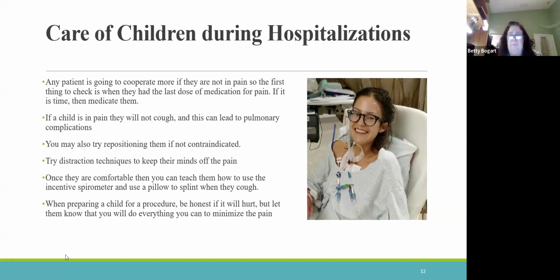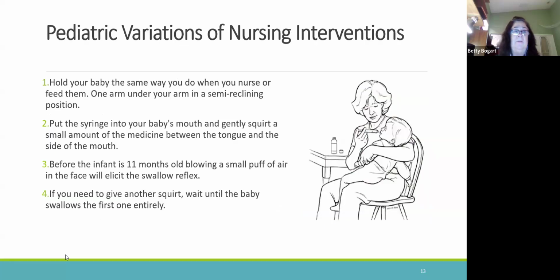Always, always, always remember, any procedure we do on a child that's going to hurt, let them know we're going to do everything we can, but it's going to hurt a little bit. Be honest. Children remember these things.